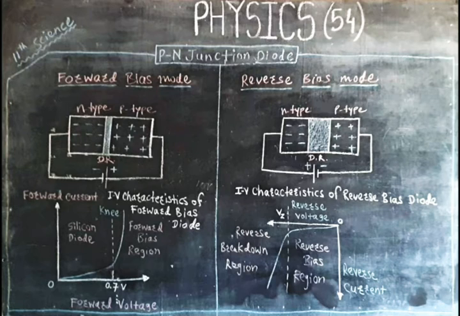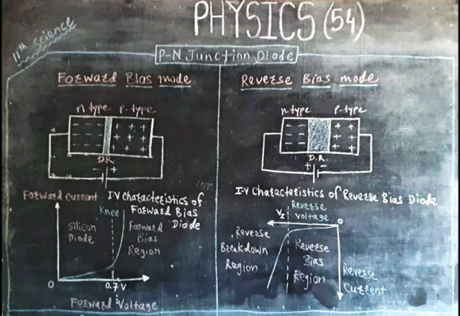Today we are going to study two different modes of operation for the PN junction diode. As we can see in this image, there are two types: forward bias mode and reverse bias mode. If we consider any diode, it can be connected across a battery in two ways. On the basis of that, the two types can be seen. The first one is forward bias and the second one is reverse bias.